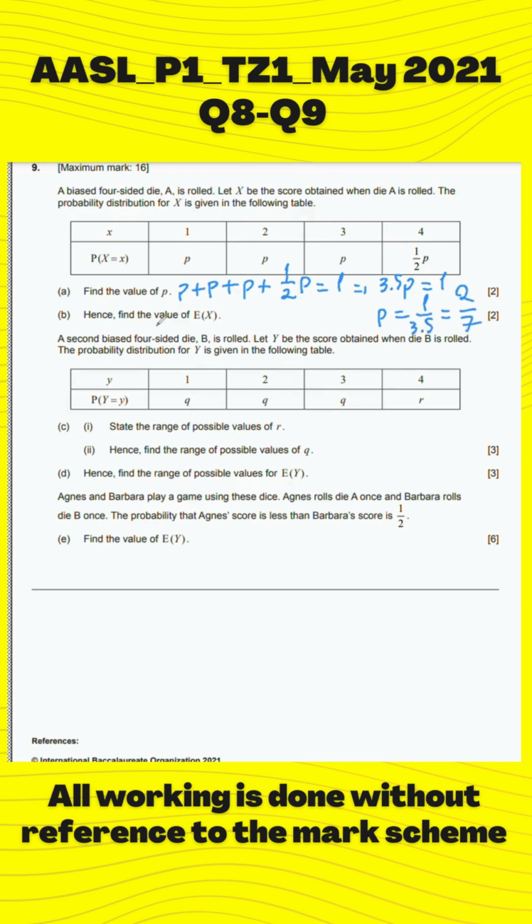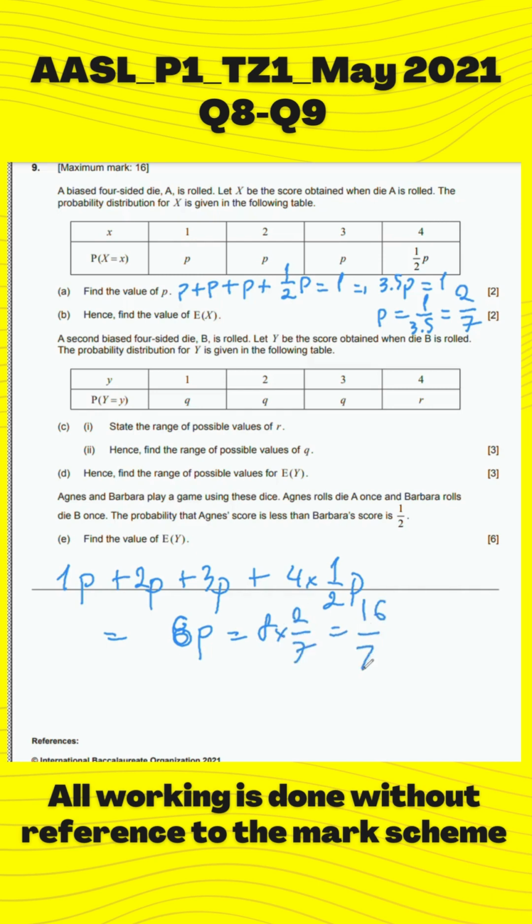Now find the expected value. So it will be 1P plus 2P plus 3P plus 4 multiplied by 1/2 of P. So we will have, this is 6, this is 2 more, so 8P. And P is 2/7. So 8 multiplied by 2/7, which is 16/7.